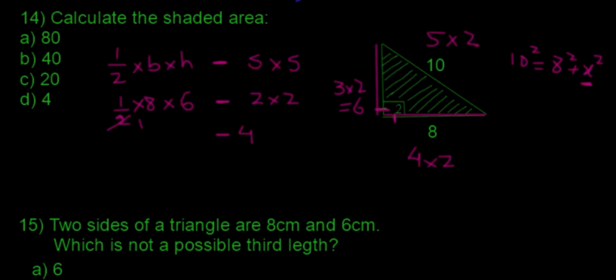Simplify that, 2 times 1, 2 times 4, 4 times 6, 24. 24 take away a 4 is a 20, so that's my answer for the shaded region. Done. Next question. Question number 15.